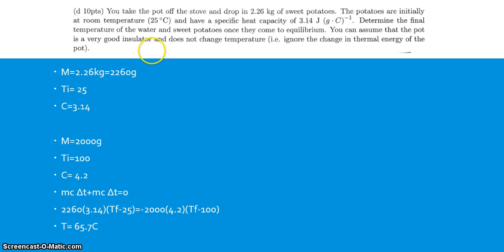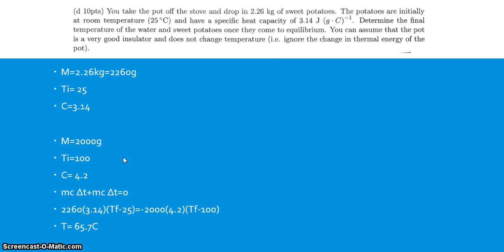So now we have the last part of the problem, which is worth 10 points. So when you're reading this problem, once again, you just write down everything you're given. For example, the mass of the sweet potatoes is 2.26 kilograms, or 2,260 grams. The initial temperature is 25, and the specific heat capacity. In addition, the water was 2,000 grams via the part before. The initial was 100, and the specific heat was 4.2. Once again, for C, it's in grams, so therefore the mass has to be in grams also.